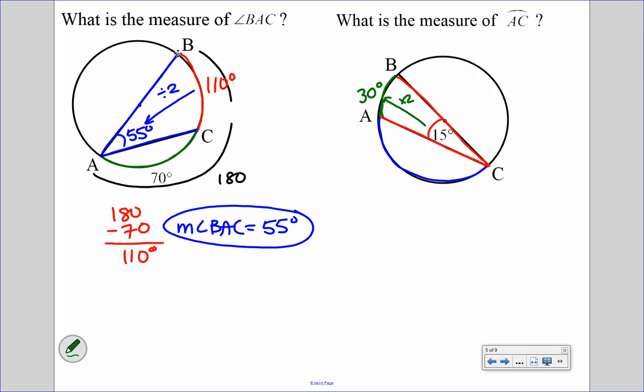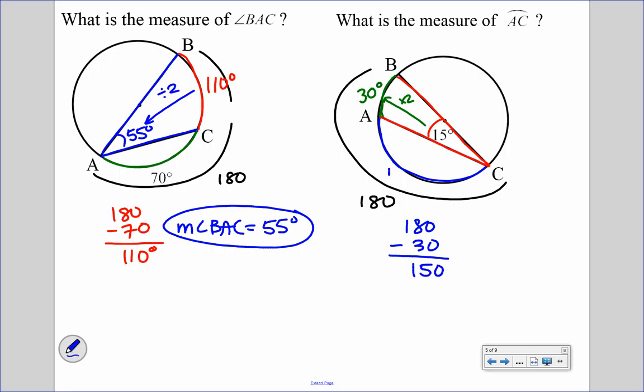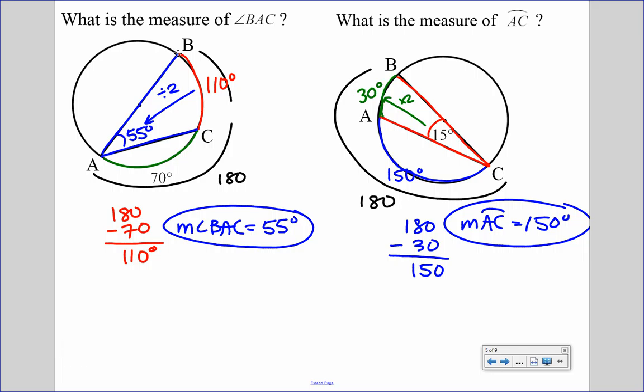That's 30 degrees. And what I notice, I have another diameter. So I know from here to here is 180. So to find the blue piece, all I have to do is take 180 minus that 30, and I get 150. So that blue arc is 150 degrees, and that's what I was looking for. The measure of arc AC is going to be 150 degrees. So you just have to be really careful, especially looking for diameters, because that's going to help you the most. Those take a little bit of practice.